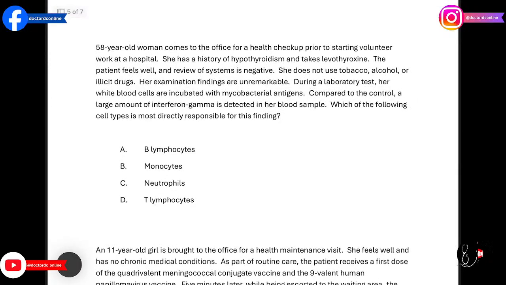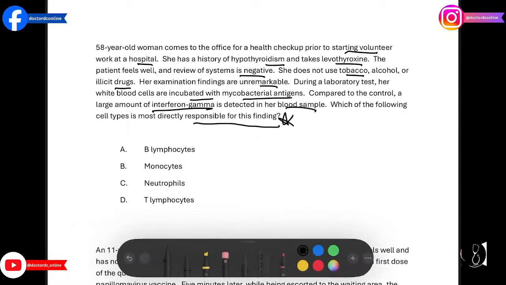So our next question is, a 58-year-old woman comes to the office for a health checkup and is starting volunteer work at a hospital. She has a history of hypothyroidism and takes levothyroxine. The patient feels well and review of systems is negative. She does not use tobacco, alcohol, or illicit drugs. Her examination findings are unremarkable. During a laboratory test, her blood cells are incubated with mycobacterial antigens compared to control. A large amount of interferon-gamma is detected in her blood sample. Which of the following cells is most directly responsible for these findings?